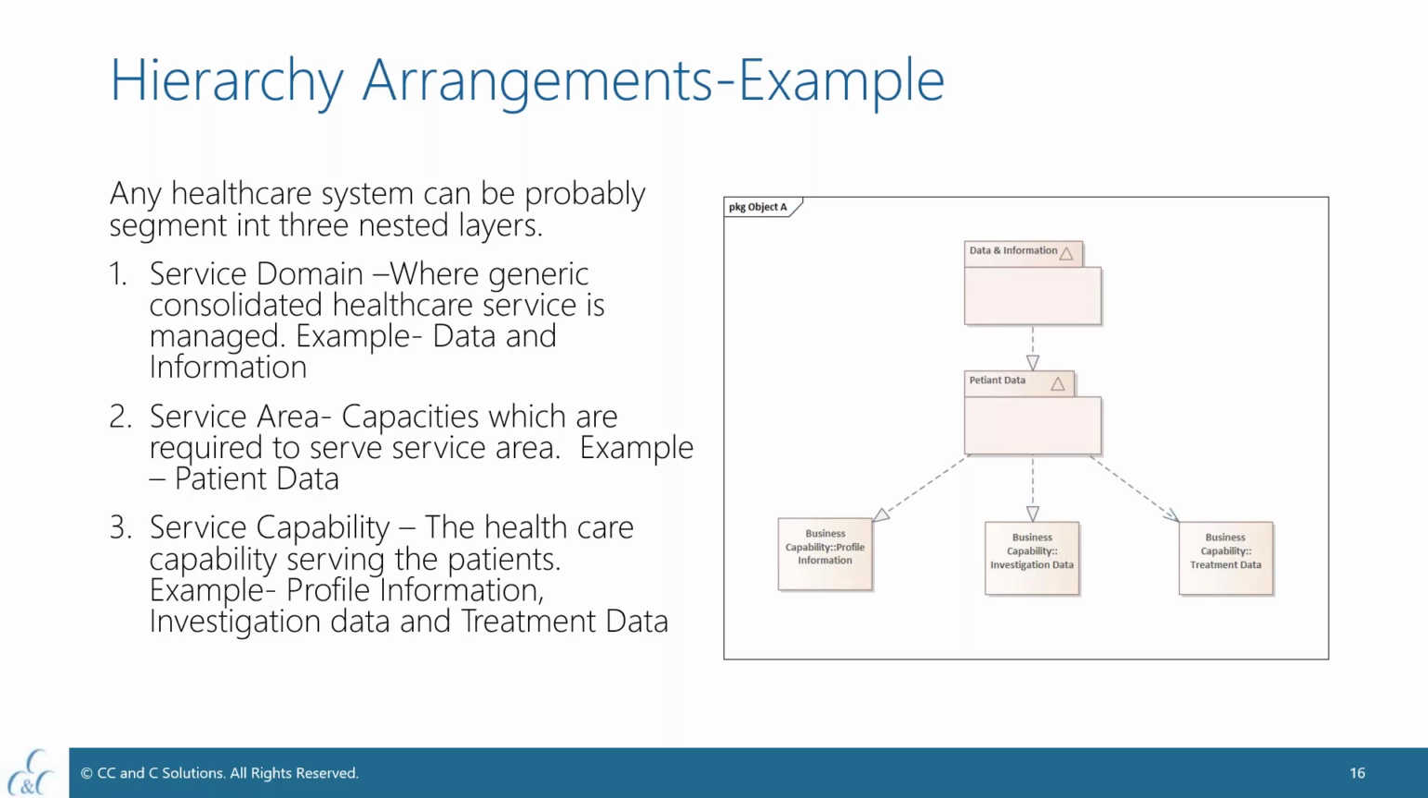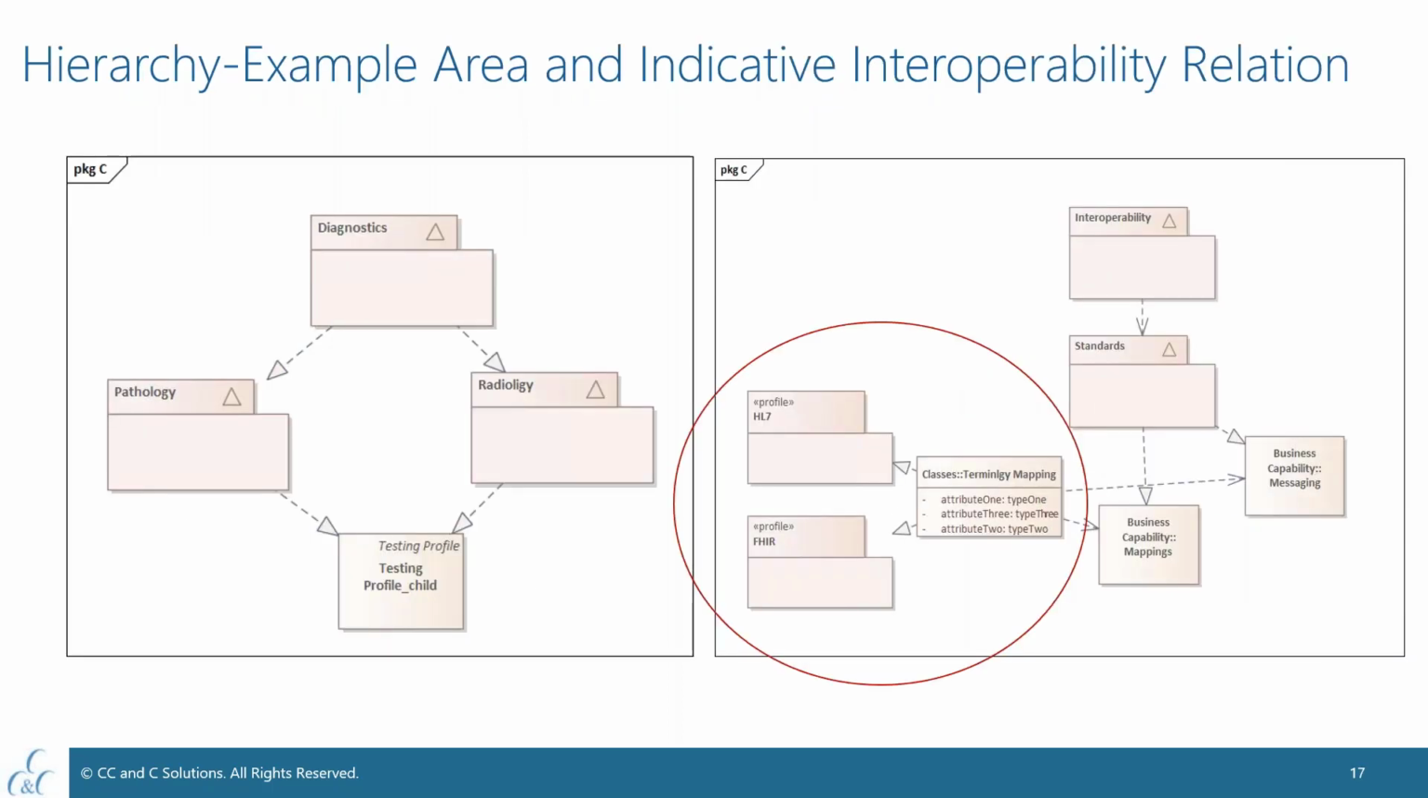Now, a further example. If you see on the left-hand side, for testing, we have taken the top level, called diagnostic. Under diagnostic, there is pathology and there is radiology. In pathology, we normally take blood, urine, and all those things. Radiology is all about X-ray and CT scan. And both of them test and submit some report.